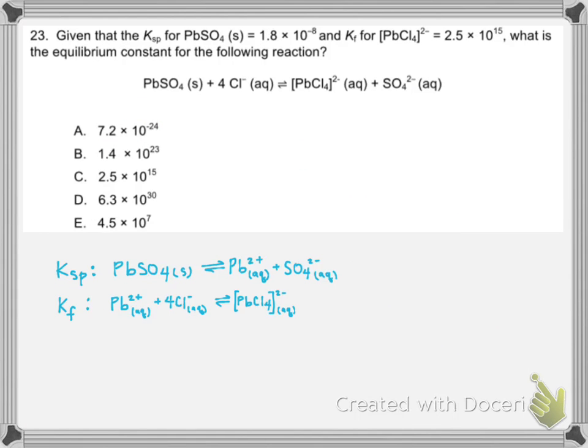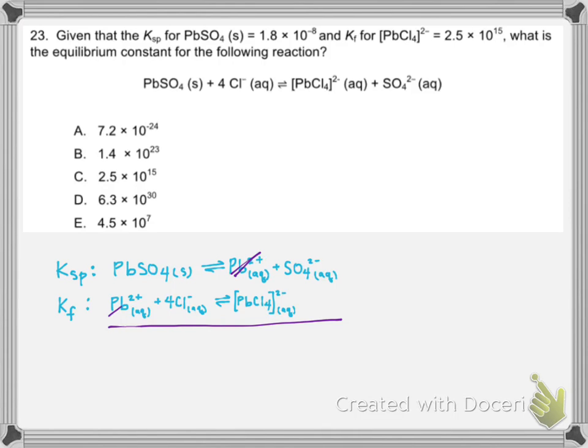In this problem, we're given a Ksp and a Kf. So the first thing I would do is write out what those reactions mean. Remember, with a Ksp reaction, it means that you're breaking apart something, generally speaking, a sparingly soluble salt. With a Kf reaction, it means a formation constant. So you're forming something, generally speaking, a complex metal ion. So let's see what happens if we combine these two reactions together.